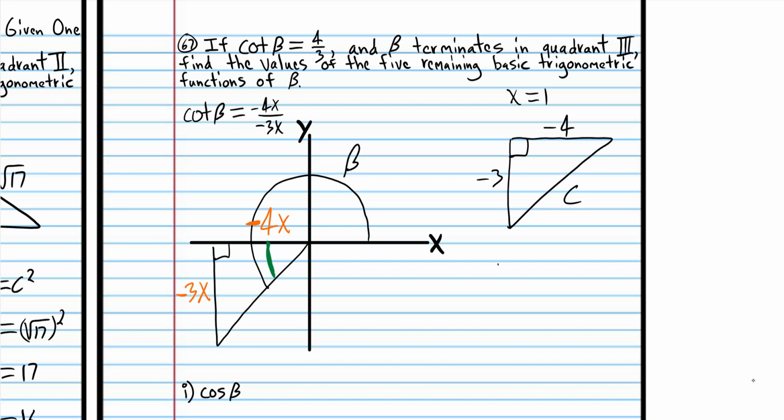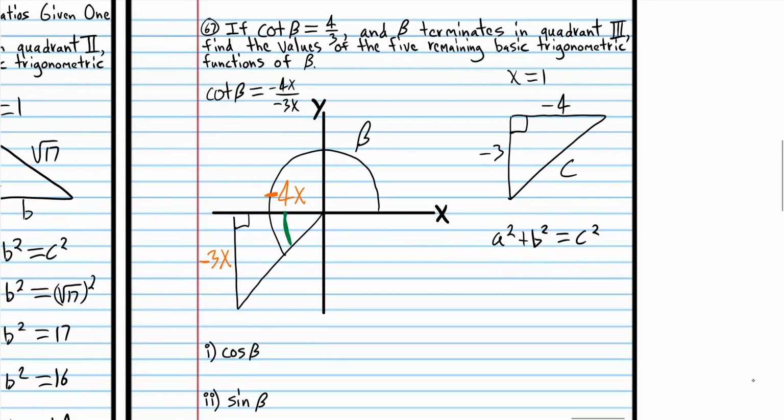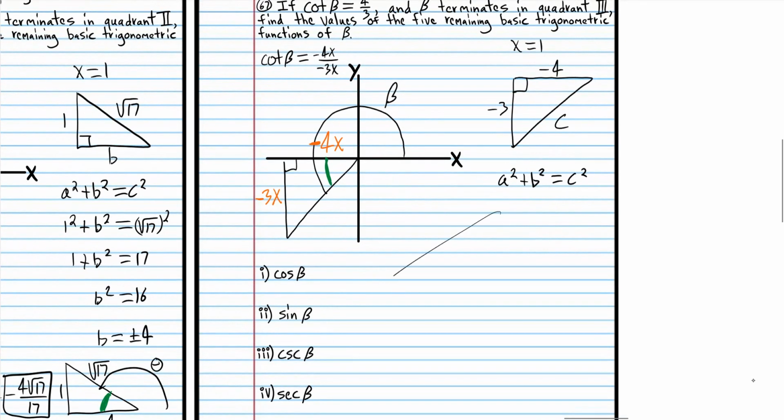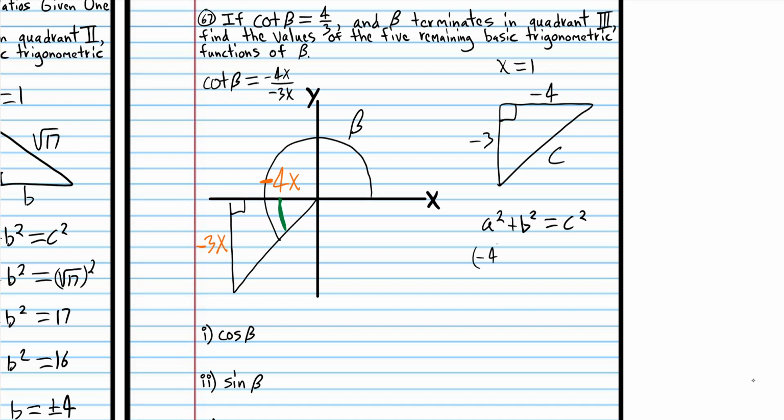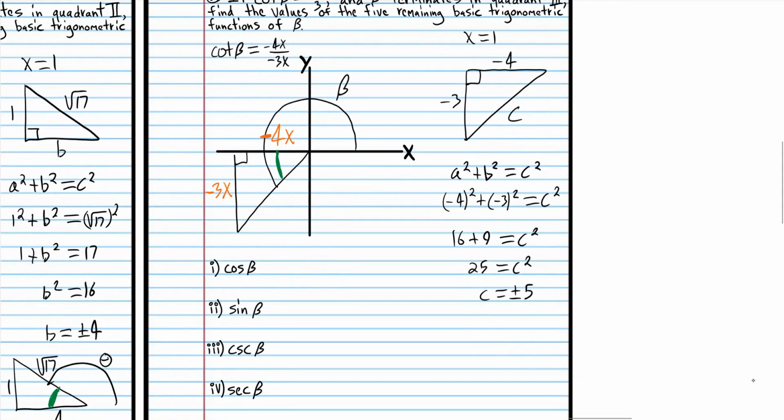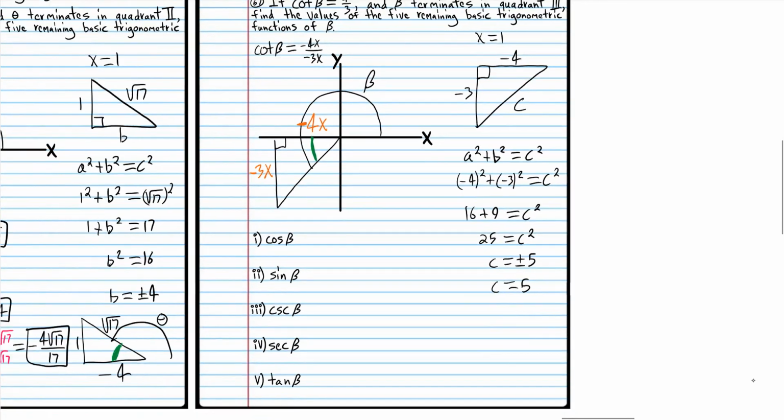And we're looking for c, so we're going to use the Pythagorean theorem. We need c so that we can calculate these other values here. So a we can make negative 4, and we need parentheses. B is negative 3, we need parentheses. Then we have 16 plus 9 is equal to c squared. 25 is equal to c squared, and c is equal to plus or minus 5. But remember, the hypotenuse is never negative, at least not when you're calculating basic trigonometric values. So the hypotenuse is 5.